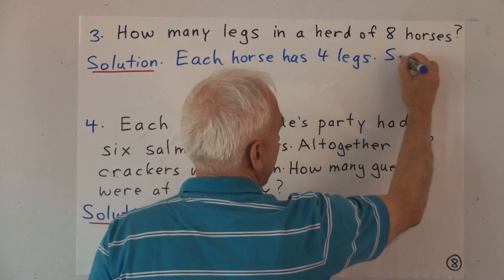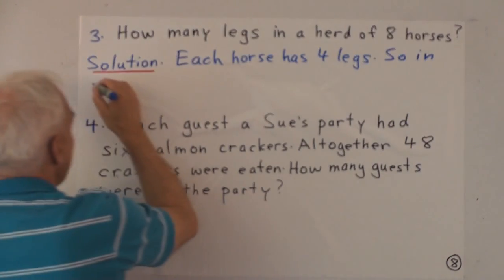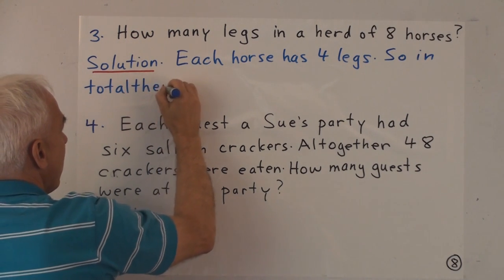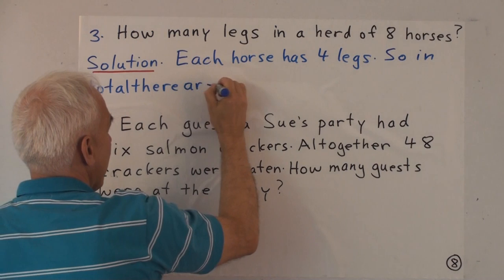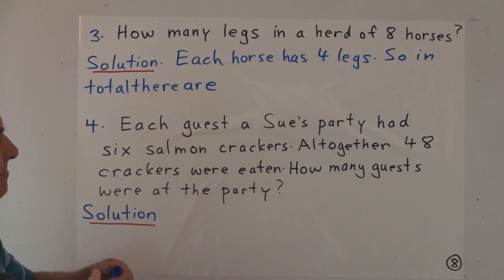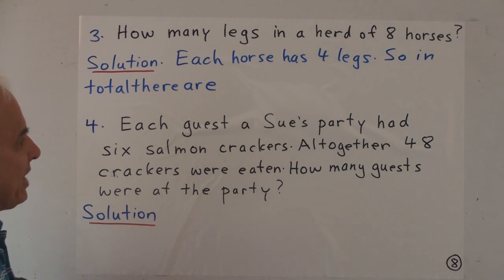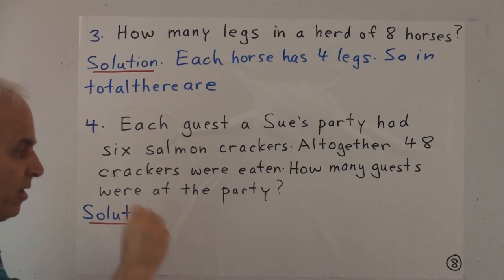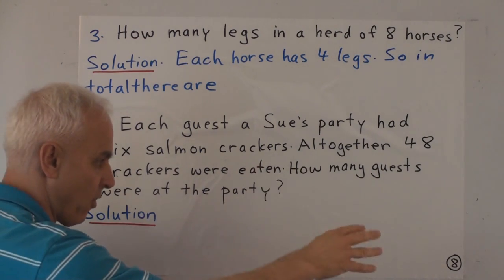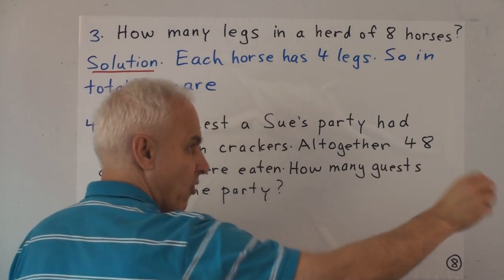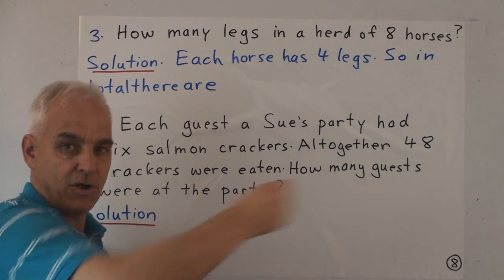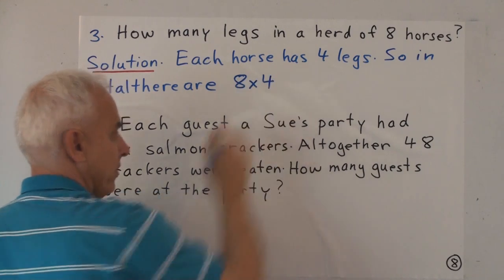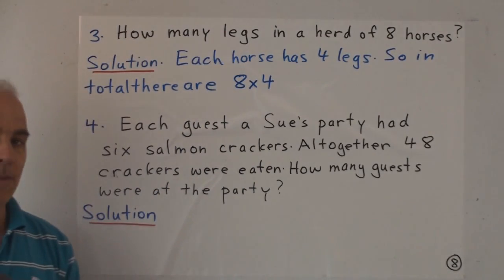So altogether, in total, there are, and I'm going to write down the multiplication that we need to do. We've got 8 horses, each one of them has 4 legs. So it's 4 plus 4 plus 4 plus 4 plus 4 plus 4 plus 4 plus 4. I hope that was 8 altogether. So we're doing 8 groups of 4. We need to know what 8 times 4 is.